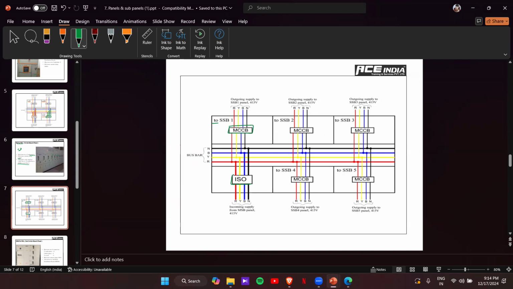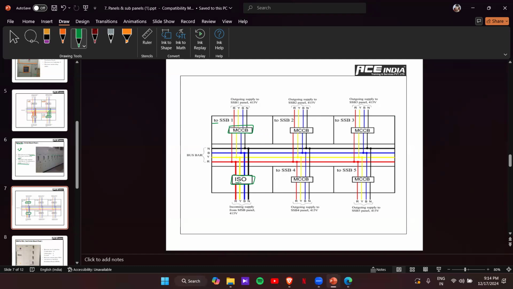We don't have to cut the main incoming supply, or we don't have to use two circuit breakers in a single row. So if anything happens in SSB1, this will go to trip condition. In SSB2, this will go to trip condition. Okay, so we don't have to use one more circuit breaker in the main line.